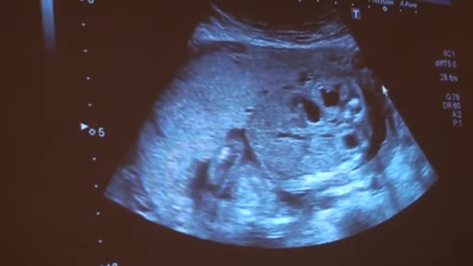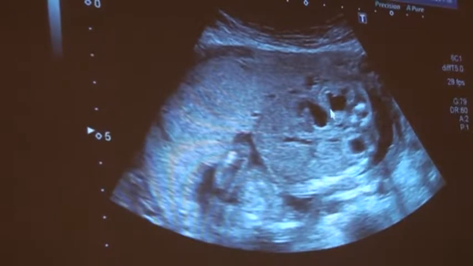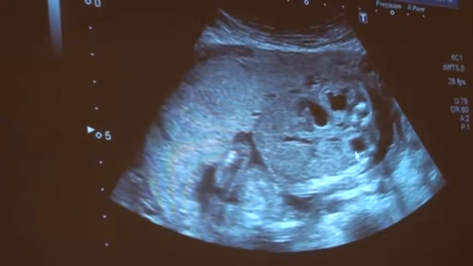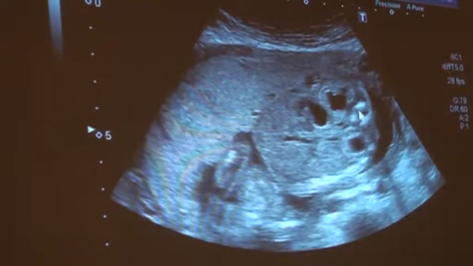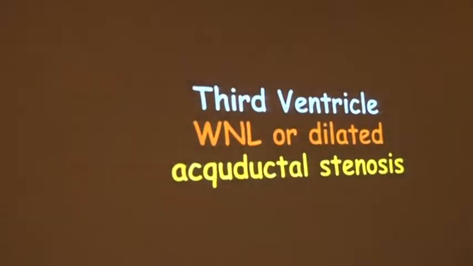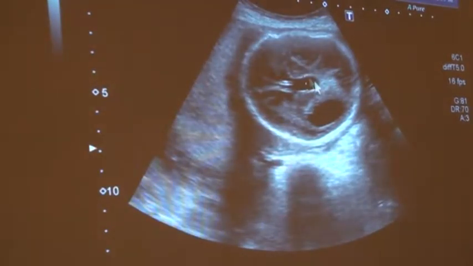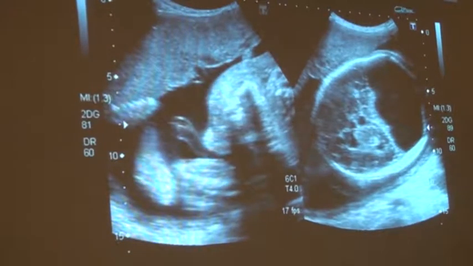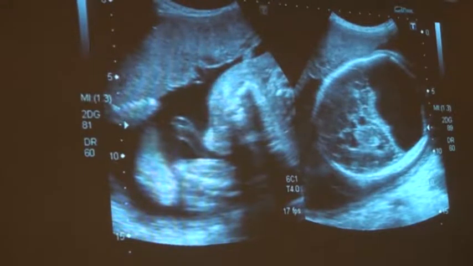And here is the transverse of the body, that's a spine, you can see pyelectasis, you can see pyelectasis, and we measure the AP diameter of that. Third ventricle within normal limits or dilated, aqueductal stenosis, I've already mentioned that point, that we measure, it should not measure more than 0.2 centimeters or 2.0 millimeters. And if you see a Dandy-Walker cyst, where you can't see anything at the back except the fluid collection.